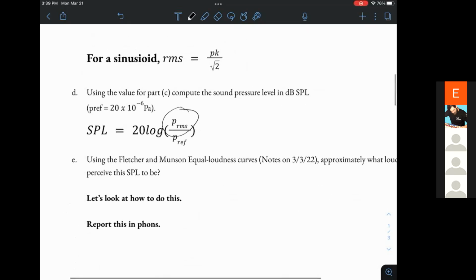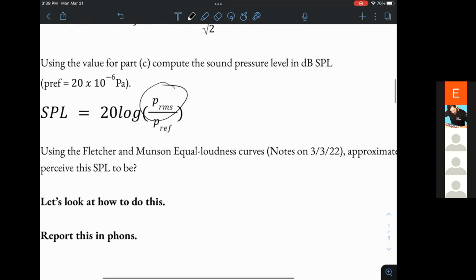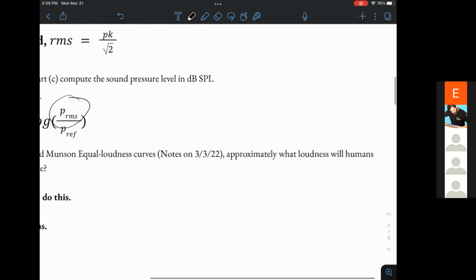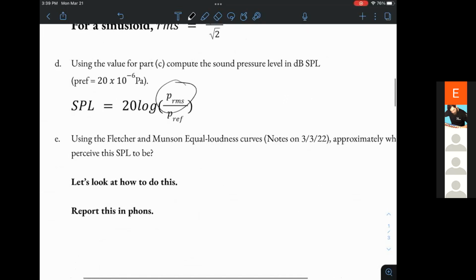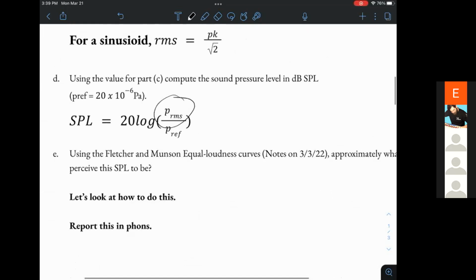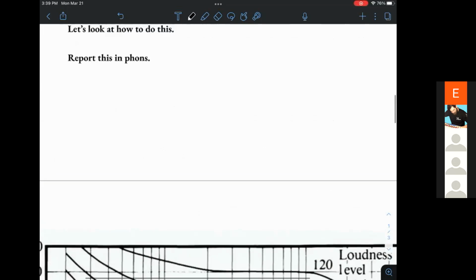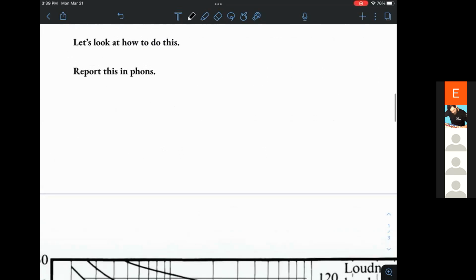Now we got this Fletcher-Munson curve stuff, and we want to know approximately what loudness humans will perceive this to be. So we're going to get some value out of that SPL, and we need to convert it to fons. Fons is your unit here for loudness.